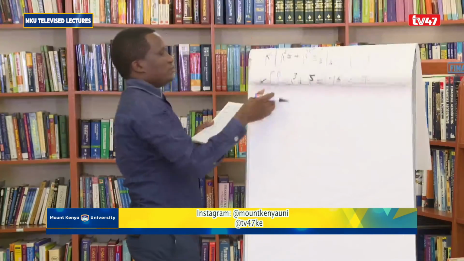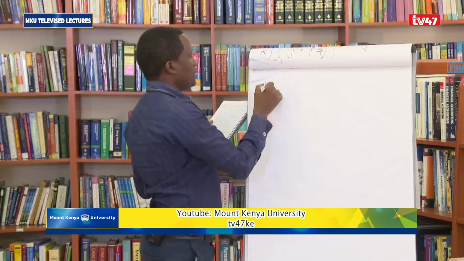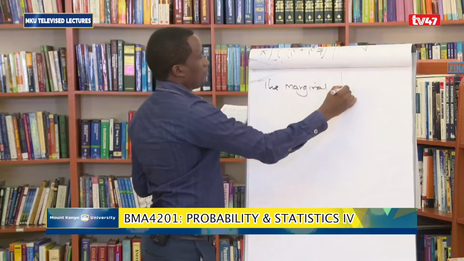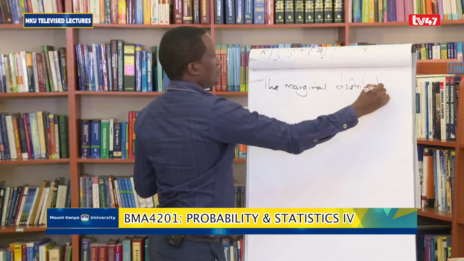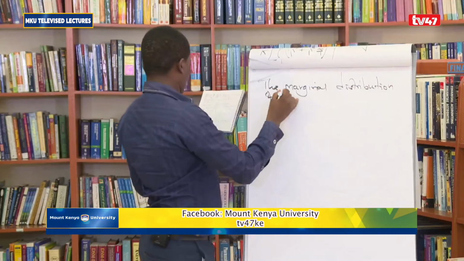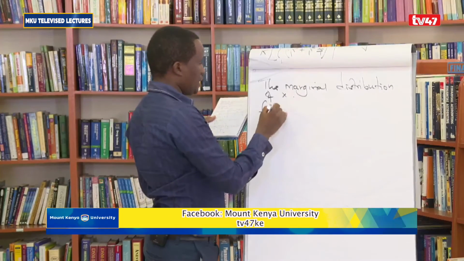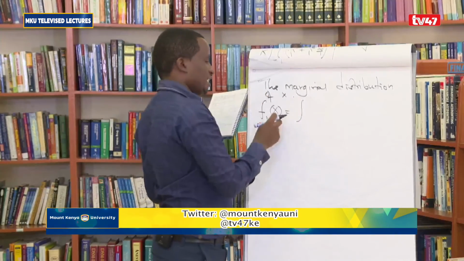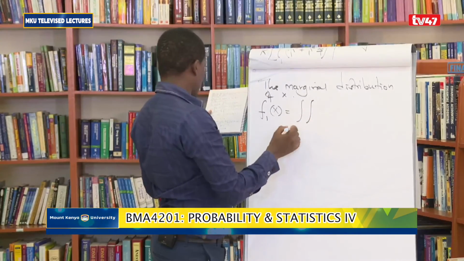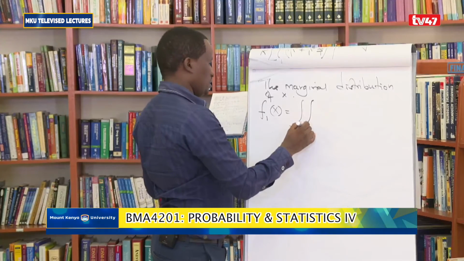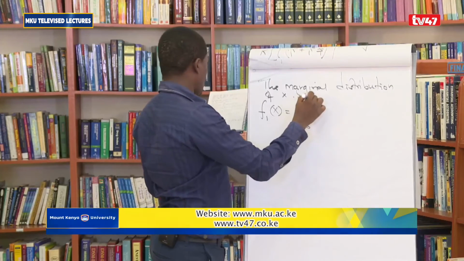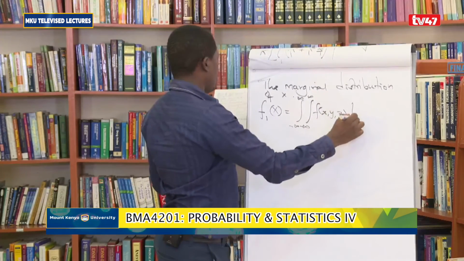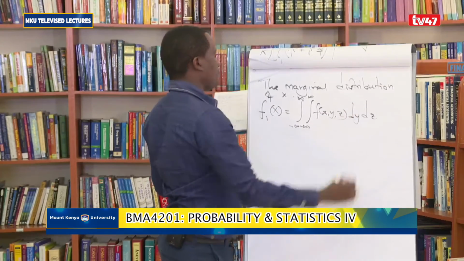So we can now get the marginal distribution. The marginal distribution of x, we are looking for f at x, which will imply, because we want x only, we need to integrate for the other two. So integral negative infinity to infinity in each case, f(x, y, z) dy dz, so that we remain with x only.